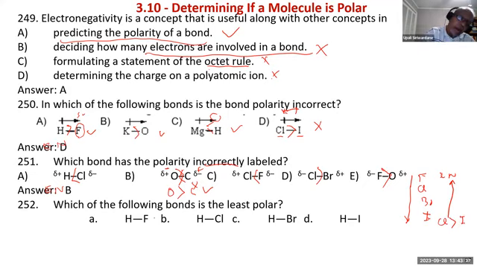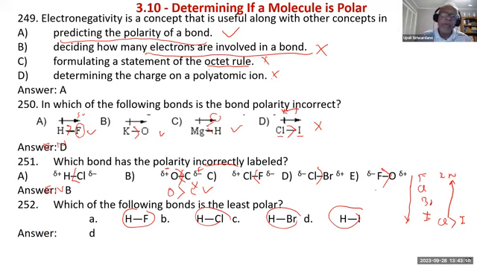Therefore, this will have the highest polarity, second polarity, third polarity. This will have the least polarity. The answer is D, because the polarity is different, hydrogen being the first atom in all four cases. Hydrogen iodide has the least polarity.